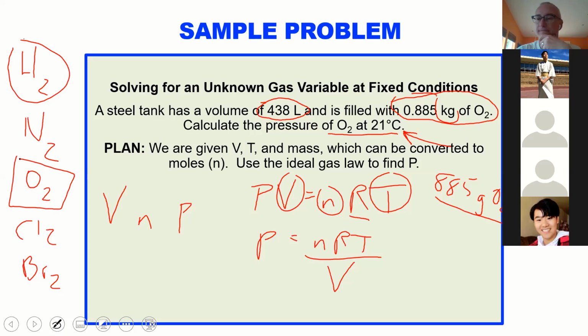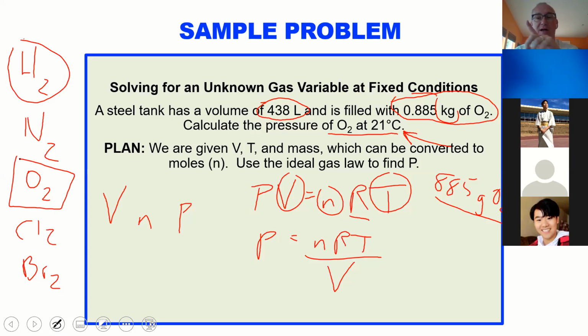16, isn't it? Oxygen molecules. 32, exactly. A mole of oxygen atoms is 16, but a mole of oxygen molecules, the gas O2, which is the most stable form of oxygen at STP, standard temperature and pressure, is 32 grams per mole. That'll give us the number of moles anyway. 885 divided by 32 is 27.7 moles.